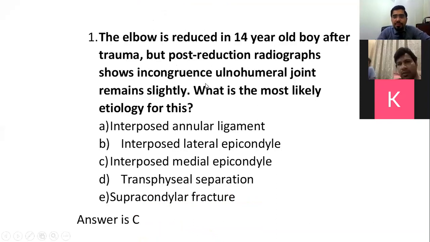Then there was a question: the elbow is reduced in a 14-year-old boy after trauma, but post-reduction radiographs show incongruence of the ulnohumeral joint. What is the most likely etiology?